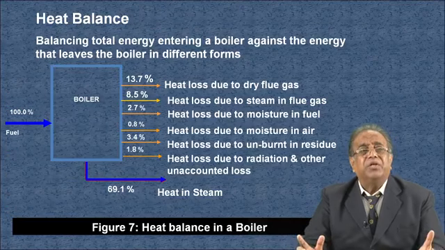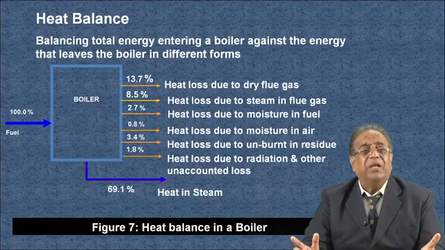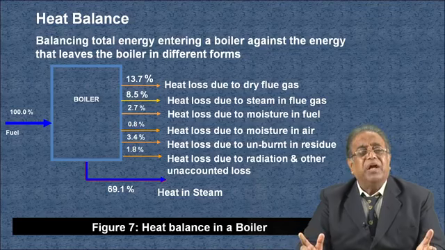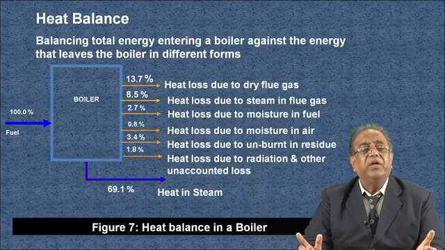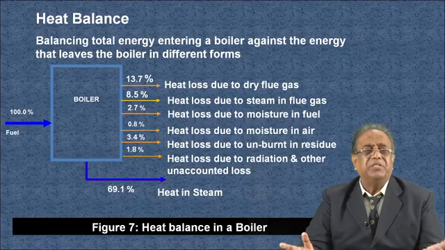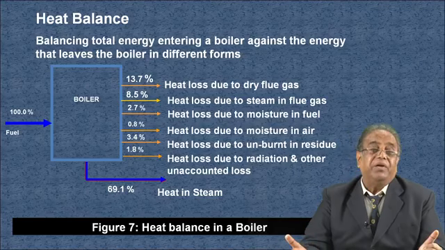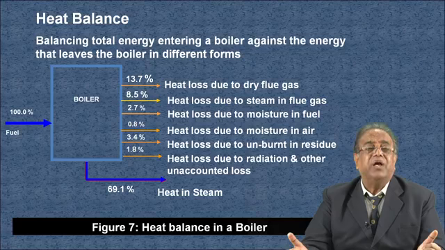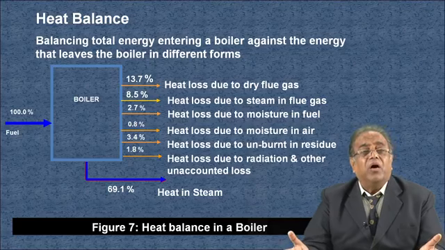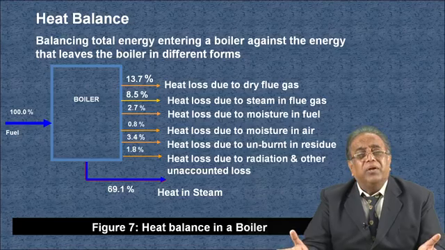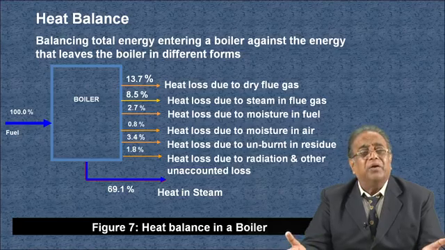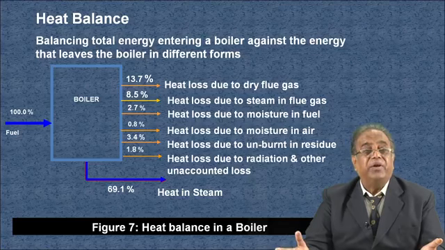Now, when you consider the boiler, there is a heat balance. After burning of fuel, the heat input is 100%. Ultimately, as output from the boiler, for this case we have considered 30.9%... 69.1% as useful output. What about the remaining 30.9%? That is the loss, 100 minus 69.1, and the losses are due to different reasons.